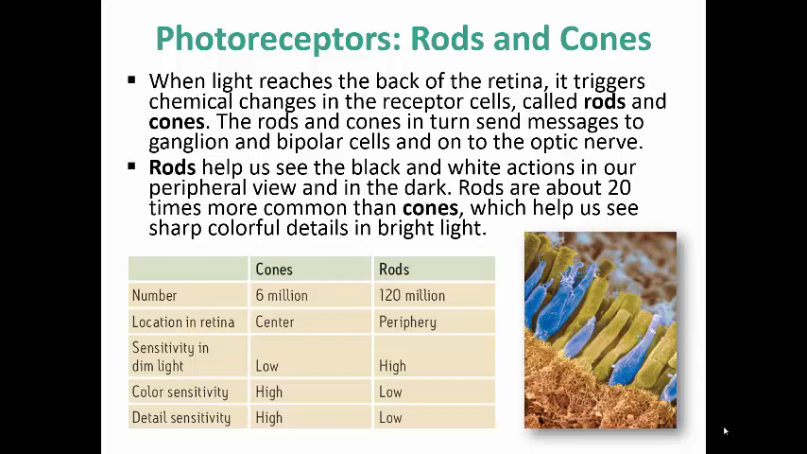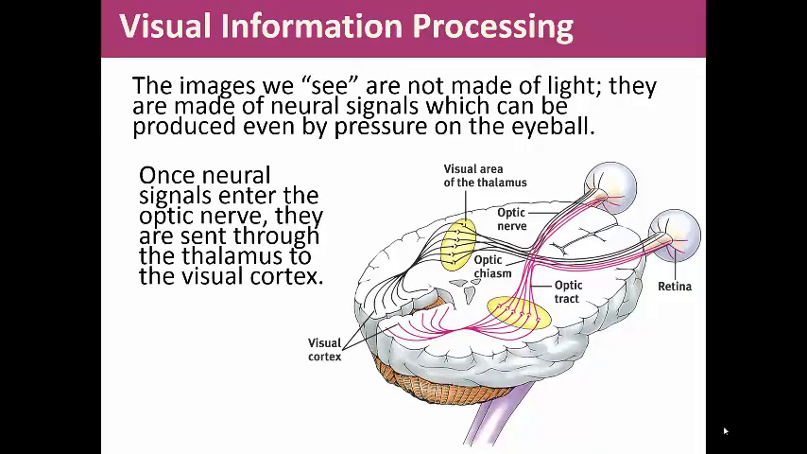The cones are in the center of our retina, where the rods are in the periphery. The cones have very low sensitivity in dim light, whereas rods have high sensitivity. But cones, on the other hand, have high sensitivity to detail and color, whereas rods have very low. The rods are the more crude. If you think about seeing things in the dark, you don't see a lot of detail, but rather shadows and outlines.